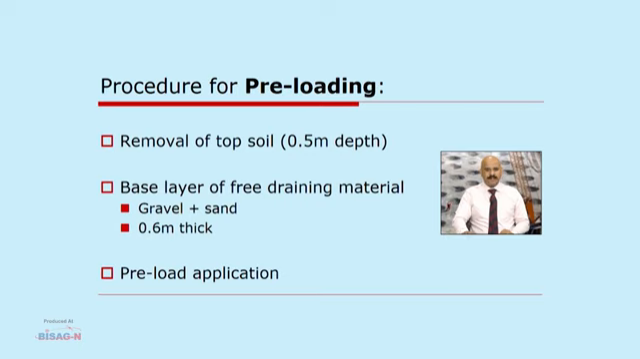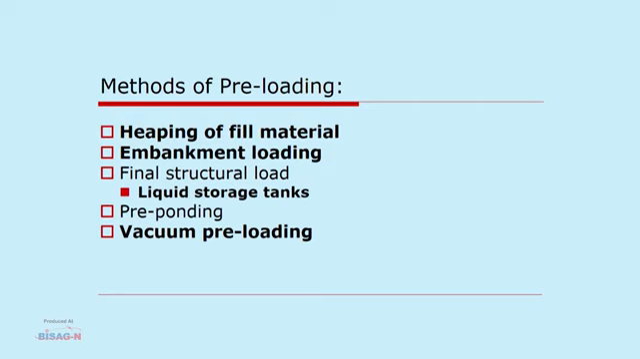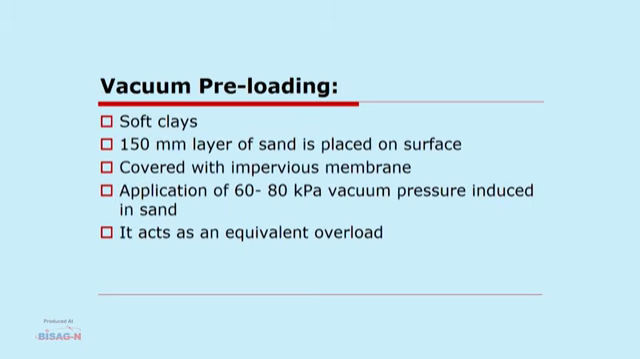The preload application. Methods of preloading: heaping of fill material, embankment loading, final structural loading, liquid storage tank, pre-ponding, vacuum preloading. Vacuum preloading happens in soft, organic clay soil. A 150 mm layer of sand is placed on the surface, covered with an impervious membrane. Application of 60 to 80 kilopascal vacuum pressure is induced in the sand. It acts like the equivalent overload.